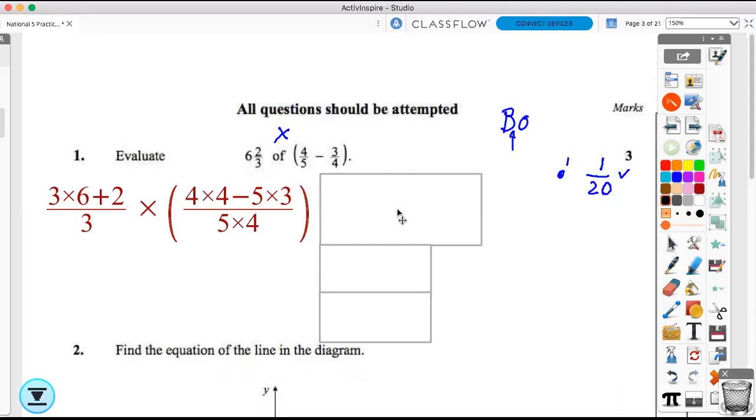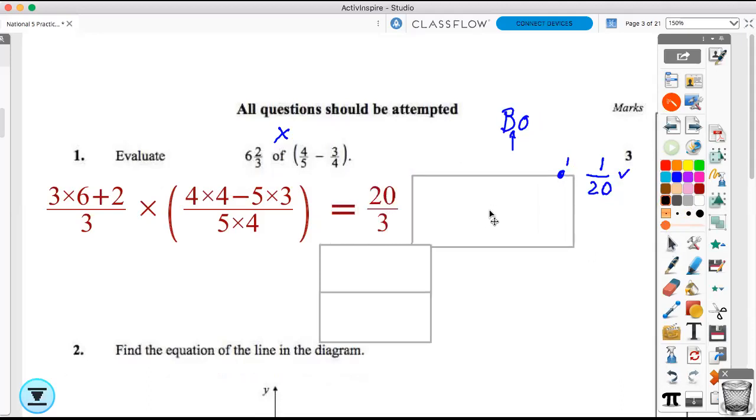So to get the second mark, you write 20 over 3 times 1 over 20. Yep. So mark 1 is that 1 over 20. Mark 2, that 20 over 3. And obviously I've changed the "of" to a times. Now, how do I get my last mark? You've got 20 times 1 divided by 3 times 20. You know how to times two fractions.